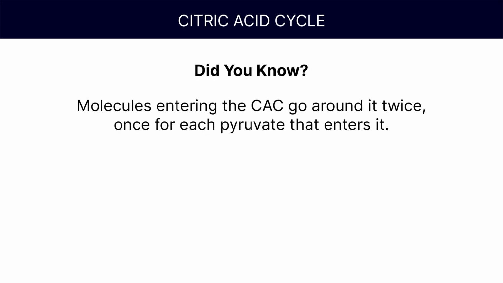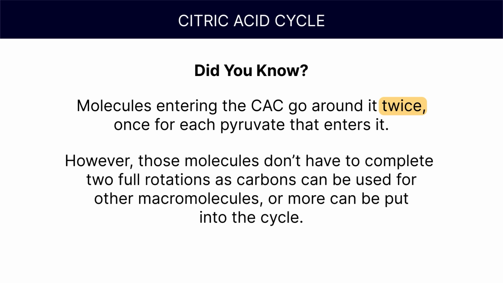Molecules entering the CAC go around it twice, once for each pyruvate that enters it. However, those molecules don't necessarily have to complete two full rotations, since the cell can siphon off carbons for other macromolecules, or put more into the cycle by sacrificing amino acids or capitalizing on the energy stored in fat.